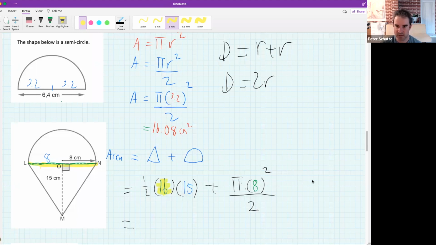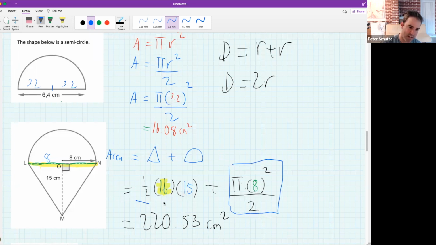Okay, so be careful here. Some of you are getting, let's see, most of you, well, let's see what happens. 64 times pi divided by 2 plus, I get 220.53. 220.53, and that is going to be centimeters squared. So have a look and see if you understand where each part goes. Basically, the bit over here is the half circle or the semicircle. The bit over here is the triangle.